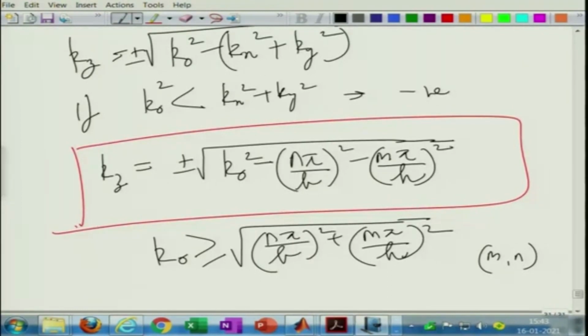Whatever k naught is, remember this is nothing but omega by c naught, where omega is 2 pi f. So, for whatever frequency of excitation you have, for a rigid walled rectangular waveguide, the first mode is the plane wave mode, which always propagates. By definition, it is called plane wave because there is no variation along the rectangular cross section, what we discussed a while back. So, basically your 0 mode, that is the plane wave mode, is the lowest mode and will always propagate.